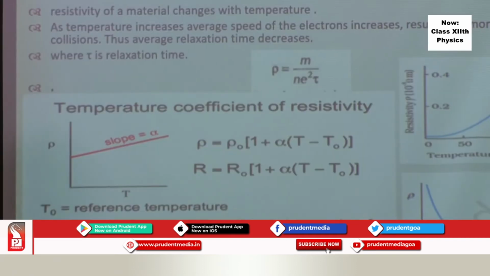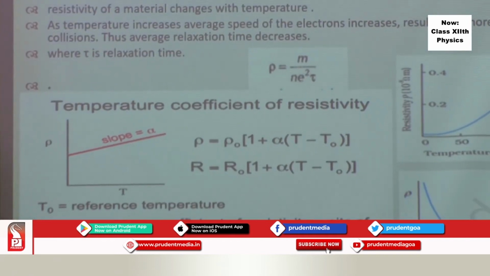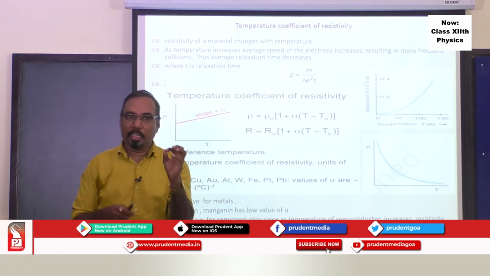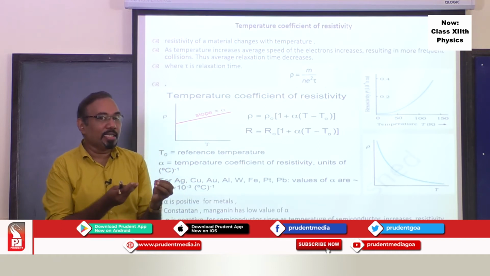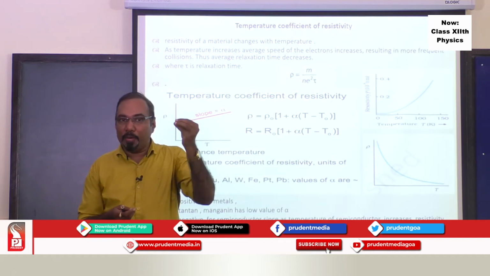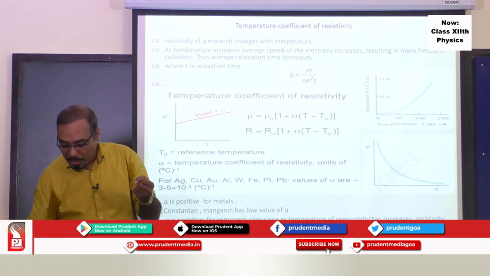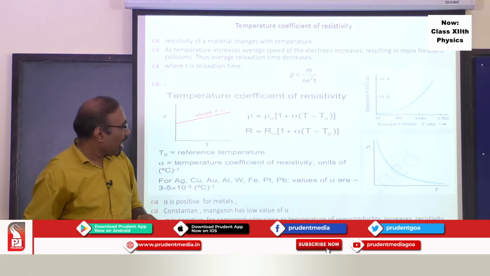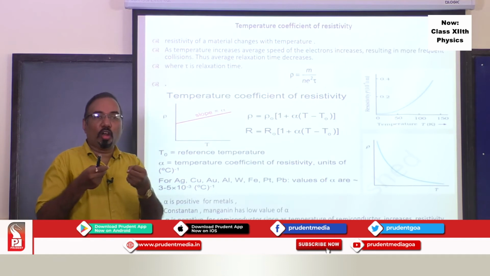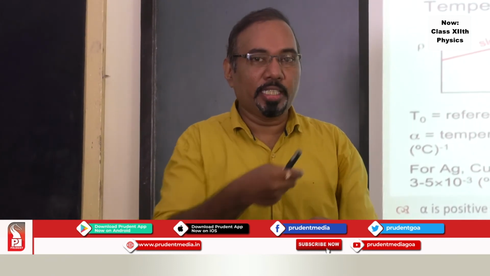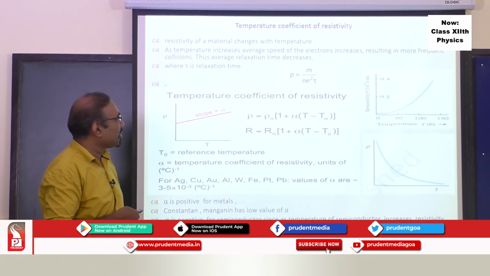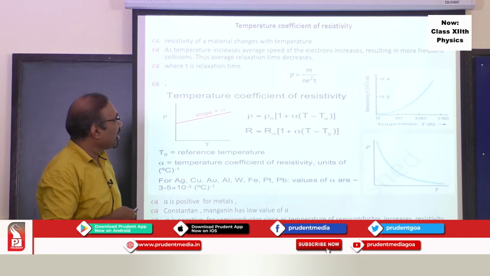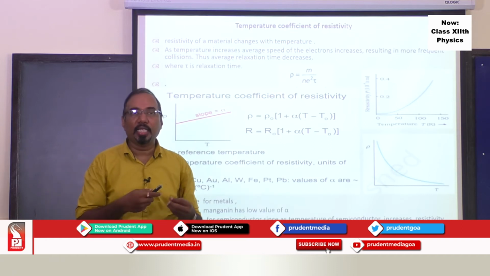So when you increase the temperature, what exactly is the situation in the conductor? Electrons are colliding with the metal ions, but when the temperature is increased, the metal ions vibrate about their mean position, and naturally the electrons will suffer more collisions with the metal ions. Since the frequency of collisions with the metal ions increases, relaxation time decreases. So as the temperature increases, resistivity increases.